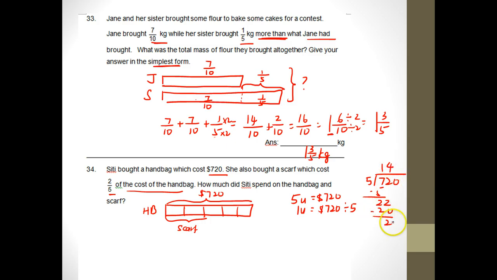Times 520. 4 times 520. So I have 1 unit is $144. How much did Siti spend on the handbag and the scarf? So scarf is 2 units, which is 144 times 2 is 288. I want to find all together they spent would be 720 plus 288, and they would have spent a total of $1,008.